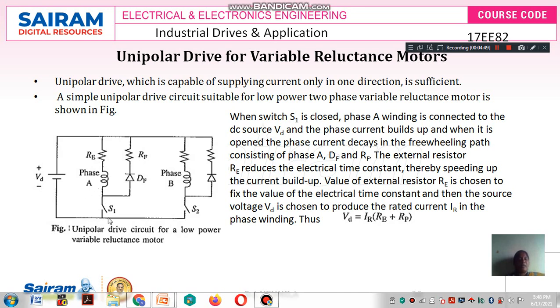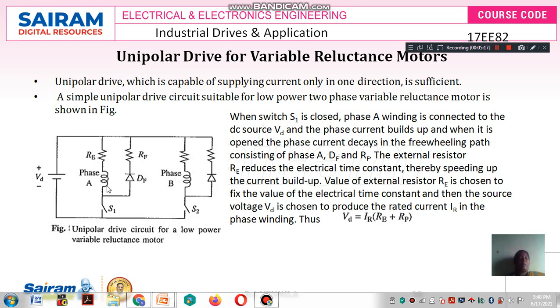Here, for a two-phase variable reluctance stepper motor, when the switch is closed, coil A will be energized. The maximum power drawn from the DC supply is dissipated through the external resistance Re, and this resistance Re helps in the fast building up of the current in the phase winding.